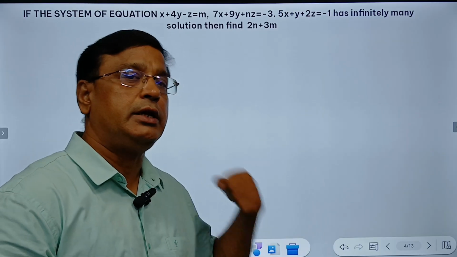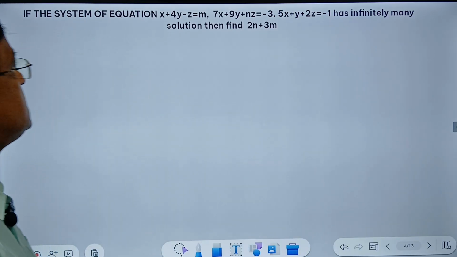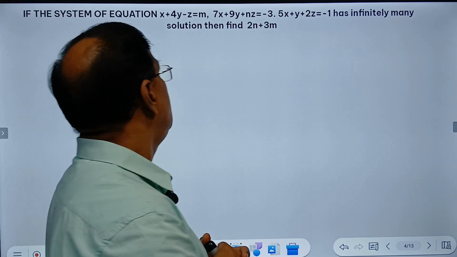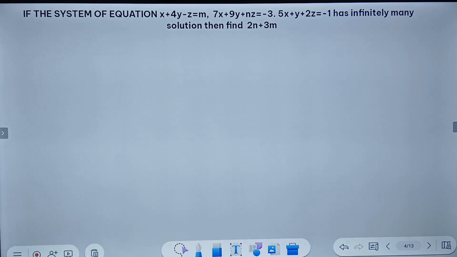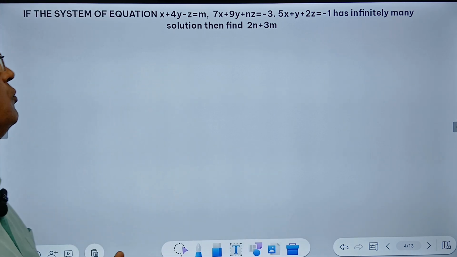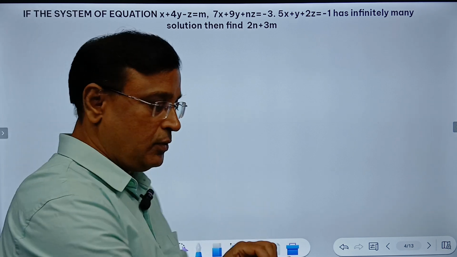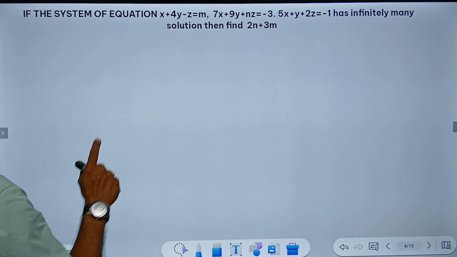And now let's go to the next question. The second question here is, if the system of equations x plus 4y minus z equal to m, and 7x plus 9y plus nz equal to minus 3, and 5x plus y plus 2z equal to minus 1 has infinitely many solutions, then find the value of 2n plus 3m. Okay. Now how do I find the value of 2n plus 3m?